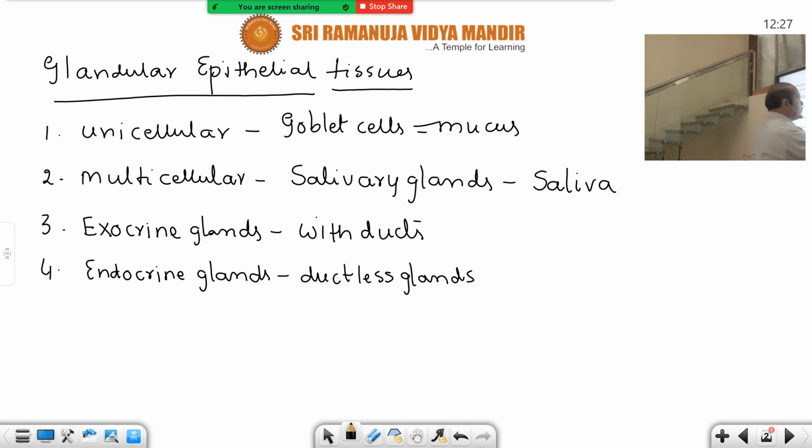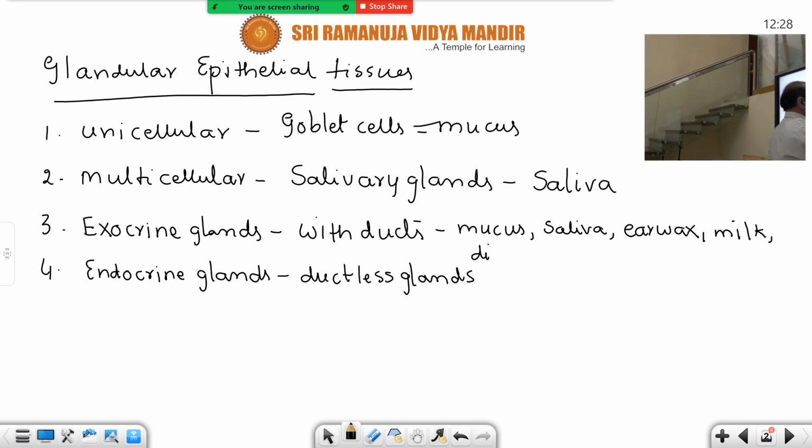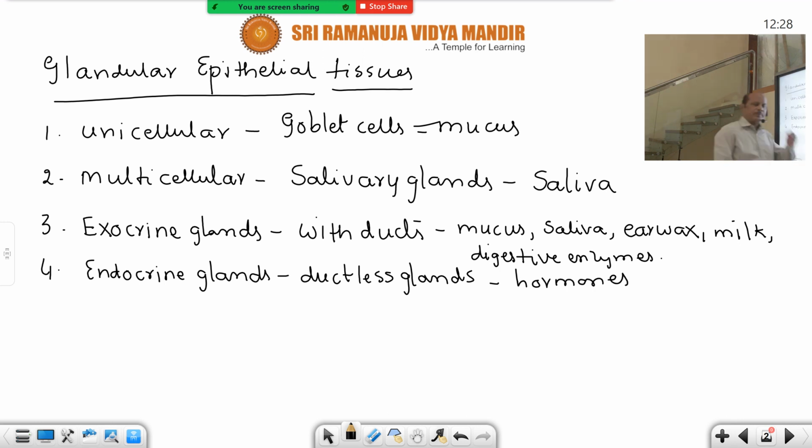So exocrine glands with ducts, secretions include mucus, saliva, earwax, cerumen, milk, digestive enzymes, sebum. They all come under exocrine secretions. But ductless glands, their secretions are always called chemical messengers, which are hormones. So this portion was left yesterday regarding epithelial tissues.